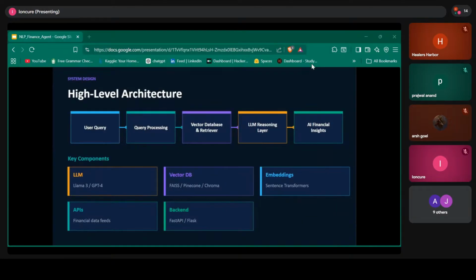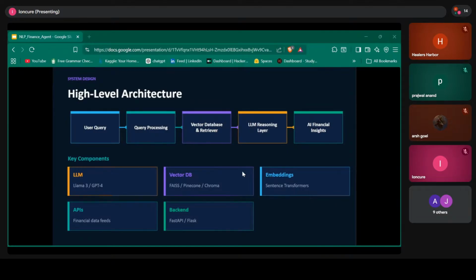So let me walk through the high-level architecture. When a user submits a query, for example, what is the current market sentiment for Apple? That query first goes through a processing layer where it's cleaned, embedded, and prepared for retrieval. It then hits the vector database where semantically similar financial documents, news articles, filings, reports are retrieved using embedding-based similarity search. Those retrieved documents are passed as context into the LLM reasoning layer, which generates a coherent and grounded response.